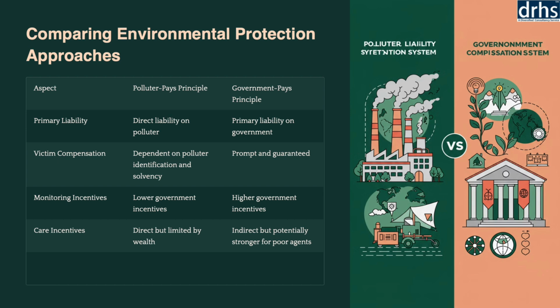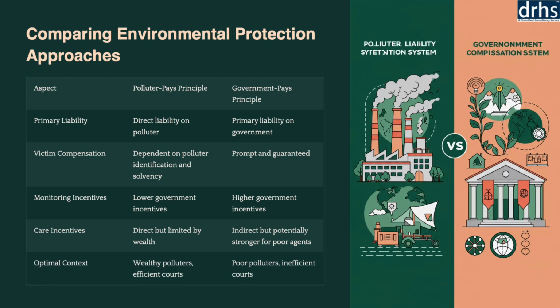The other aspect is related to care incentives. The care incentives under the Polluter-pay principle are direct but limited by the wealth of the polluter. Wealthy polluters may invest in pollution control to avoid penalty, while poorer polluters may struggle to comply. The government pay principle provides indirect care incentives, which can be stronger for the poor agent. Since the government is responsible for environmental protection, it may implement broader measures that benefit all polluters regardless of their financial capacity.